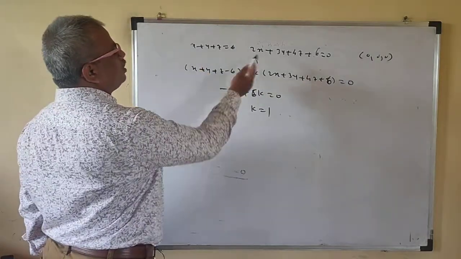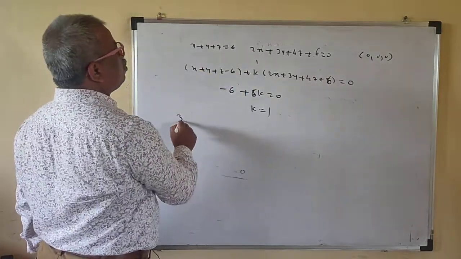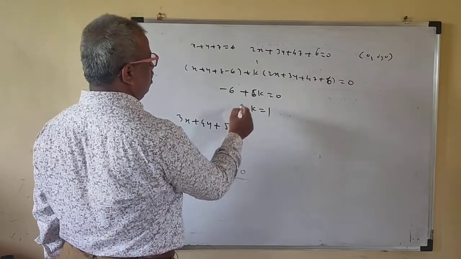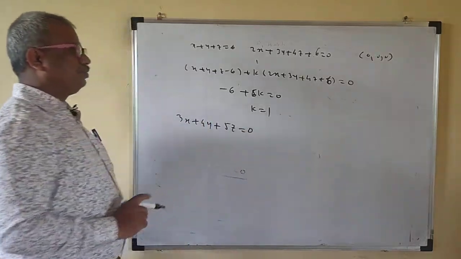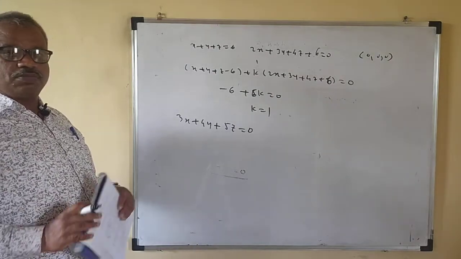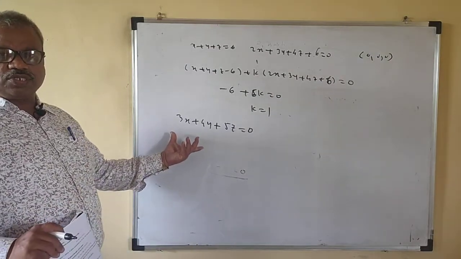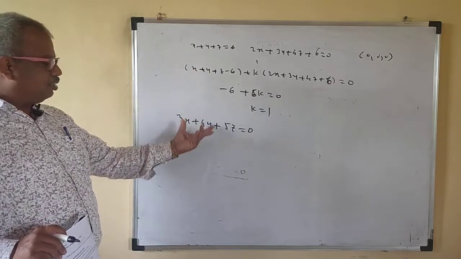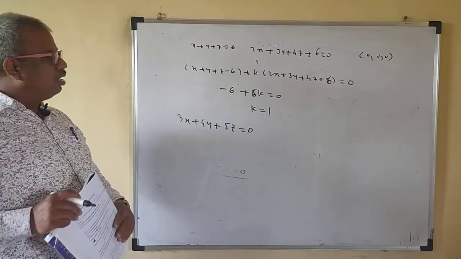Then we have to add this plus this. So this is 3x plus 4y plus 5z is equal to 0. This is the equation of the plane. Only you have to collect the coefficients of x, y, z. Don't collect the constant term, because your equation is passing through the origin. So this is your required equation.